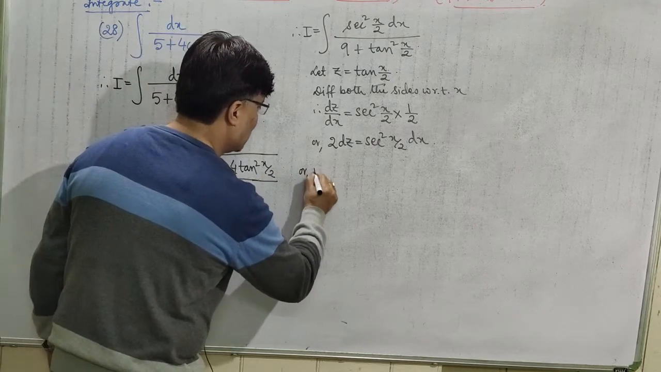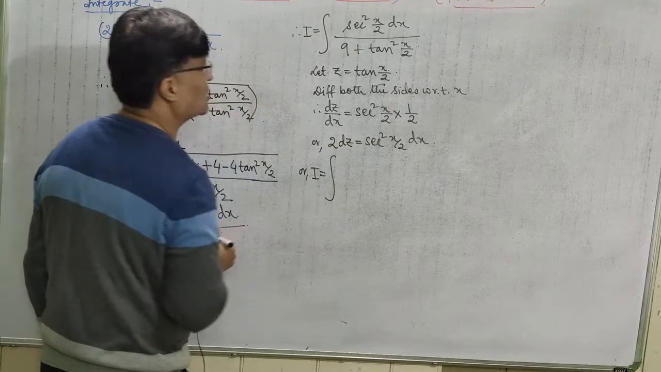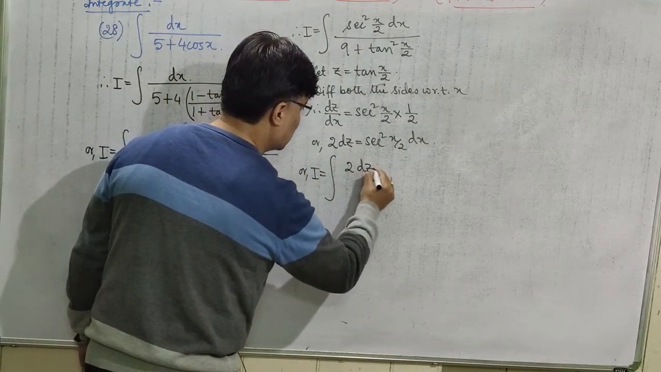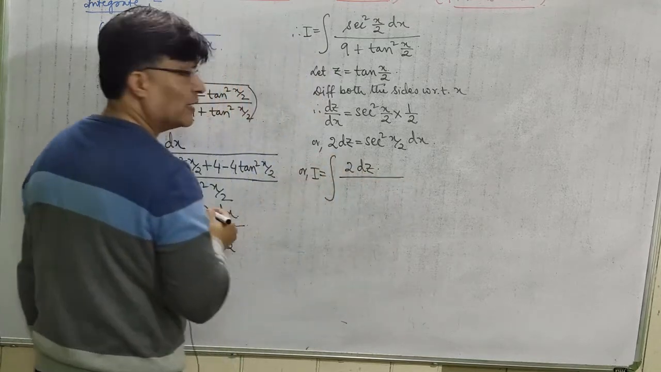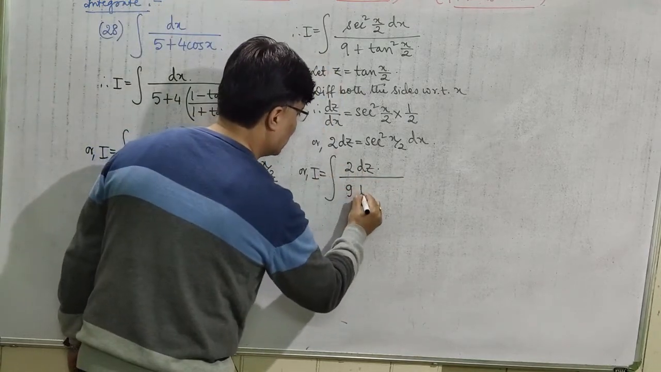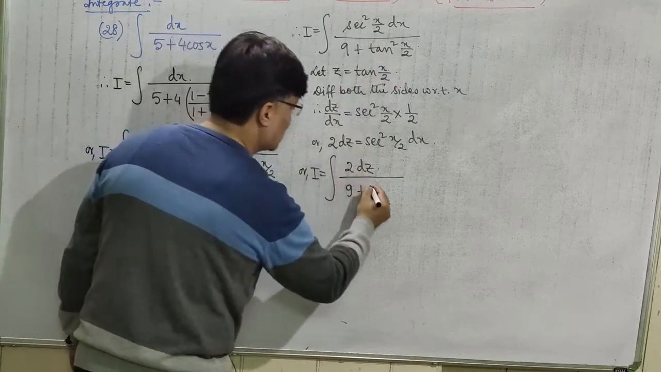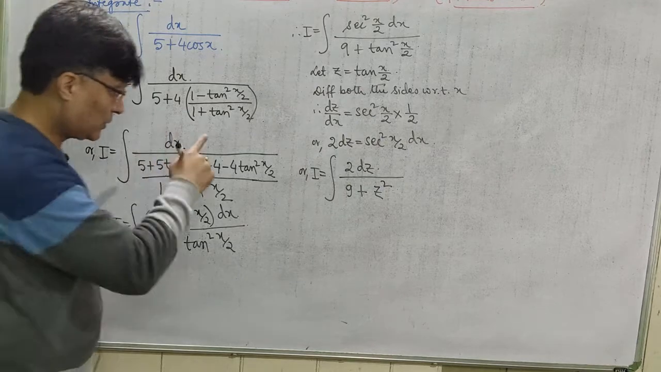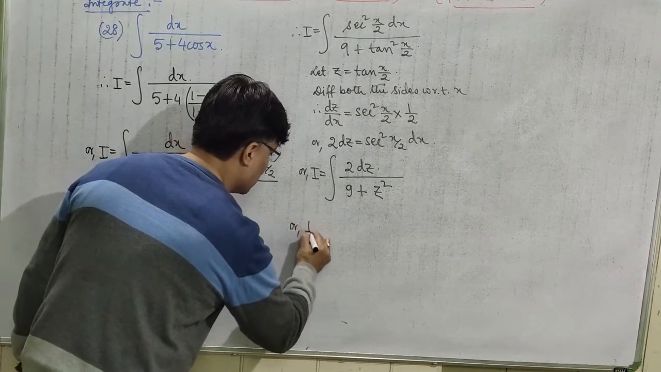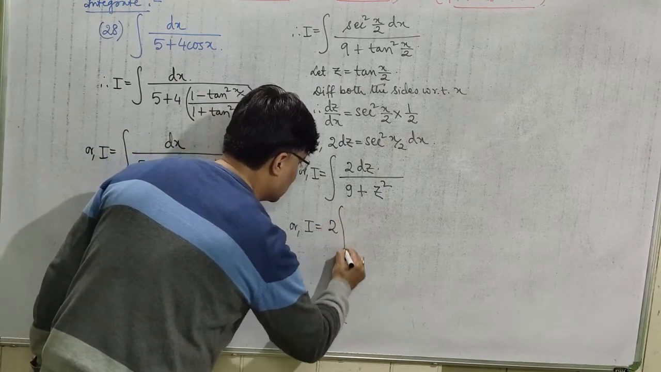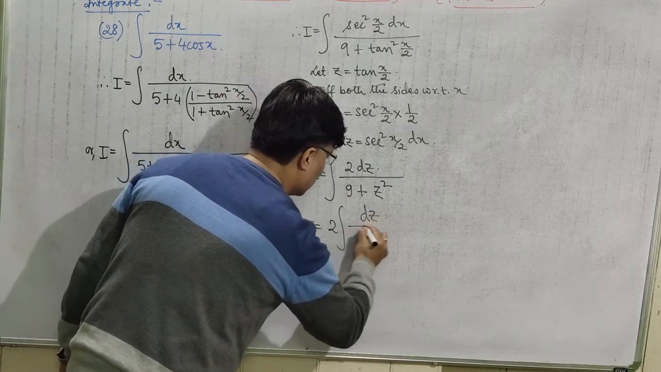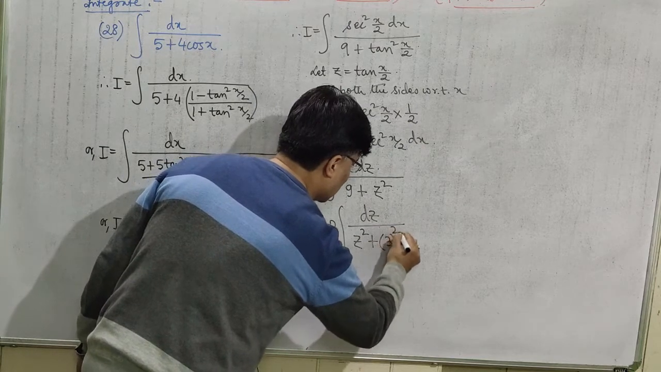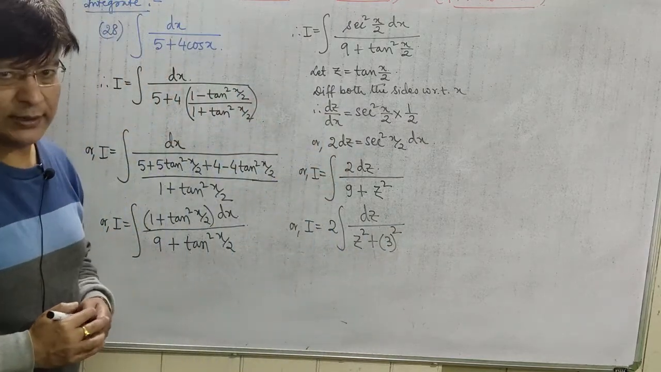So I is equal to the integration of, what is sec square x by 2 dx? It is 2 dz divided by 9 plus, what is tan square x by 2? It is z square. Is that clear? Let us convert into standard form. So I is equal to 2 is taken outside, integration of dz divided by, let us first write z square plus, how can I write 9? That is your 3 whole square.